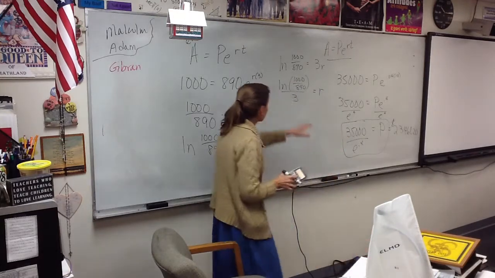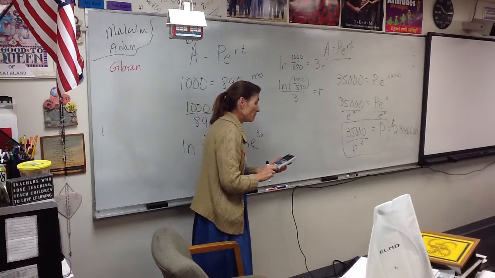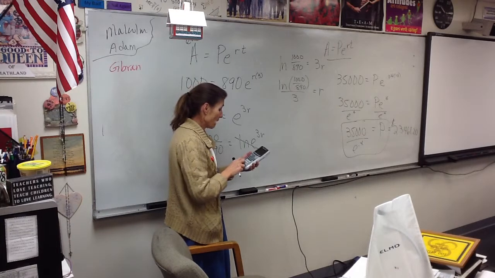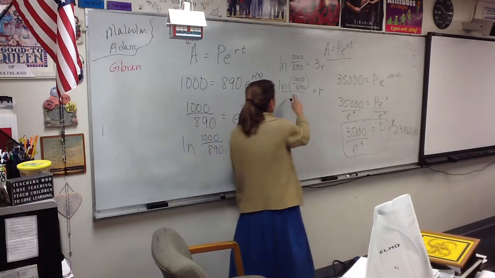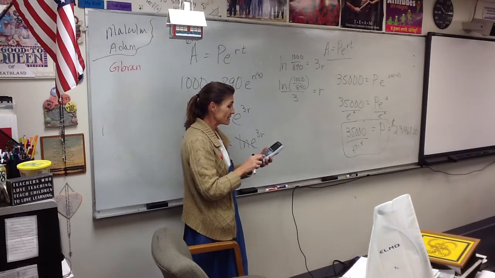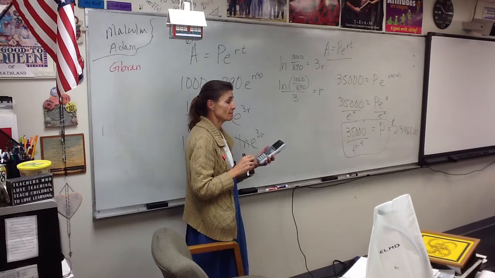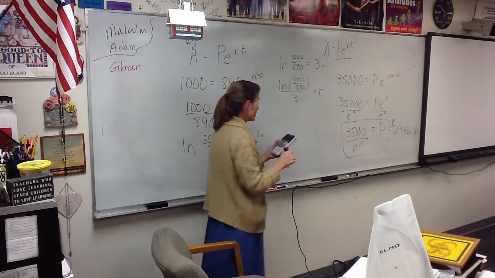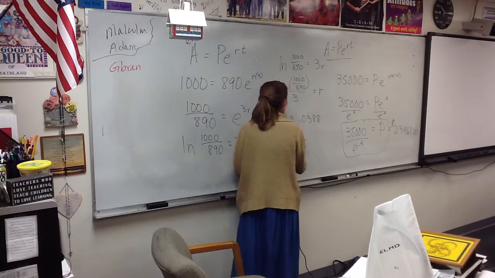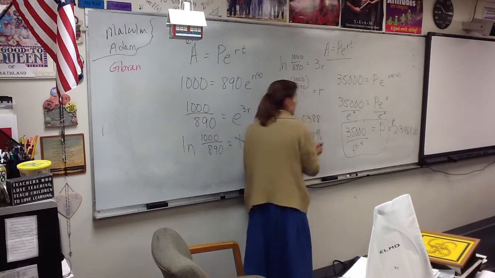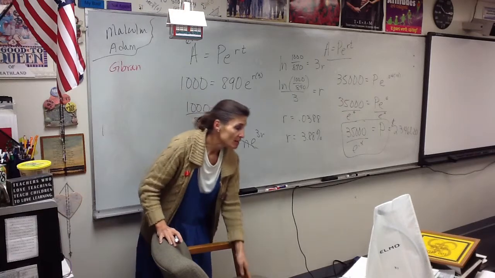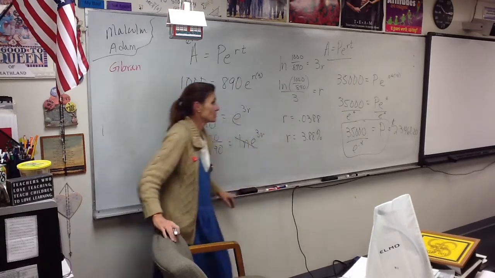So if you think you can type that in, go ahead and do it. If you want my help, I'm ready to give it here. I'm going to press ln. These parentheses will automatically come in, so I'll just do 1,000 divided by 890, close the parentheses, and then divided by 3. So the answer is 0.0388, which would be about a 3.88% interest rate. Remember, the question said, what is the interest rate? So it's about 3.88%.